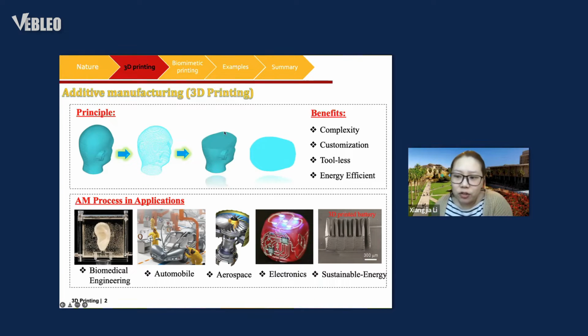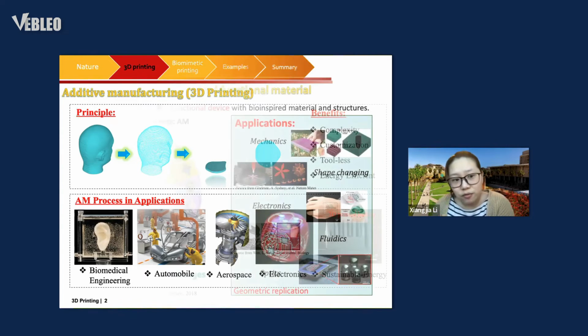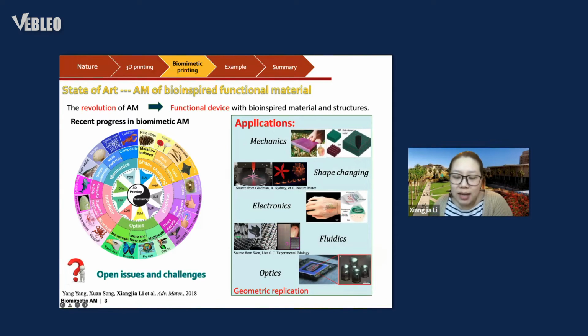Recently, a lot of effort has been made to develop new additive manufacturing processes to fabricate different types of material. And additive manufacturing has been widely used in applications such as biomedical engineering, automobile, aerospace, electronics, and sustainable energy. The revolution of additive manufacturing has brought us many opportunities in producing bio-inspired material and structures.